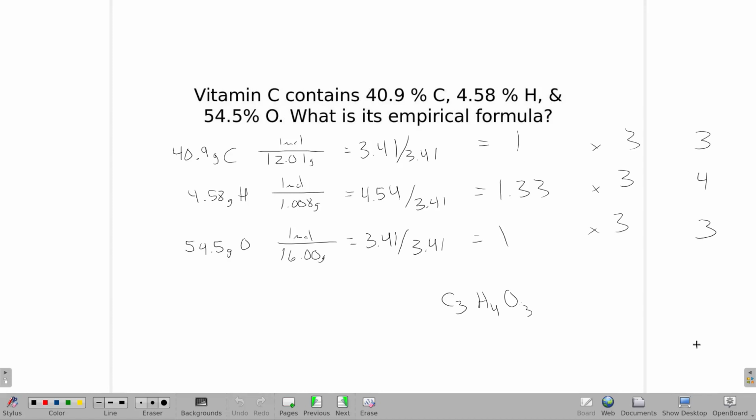If we did this for any carbohydrate, so table sugar or even starches, you would get an empirical formula of CH2O, which is actually where the name comes from. Carbohydrate: carbon, water, H2O. Alright.